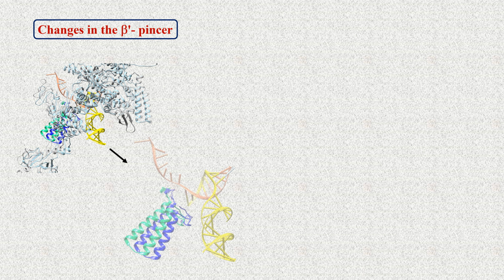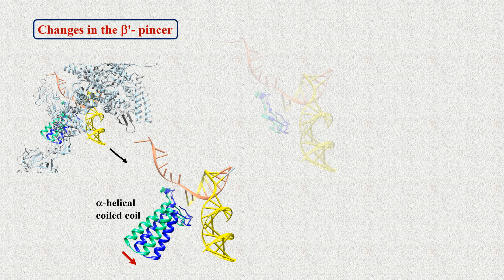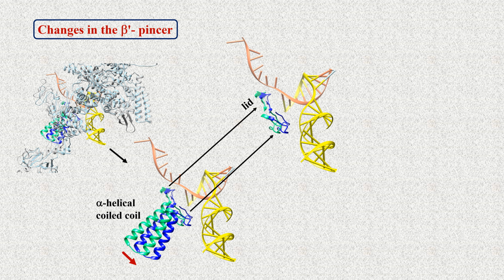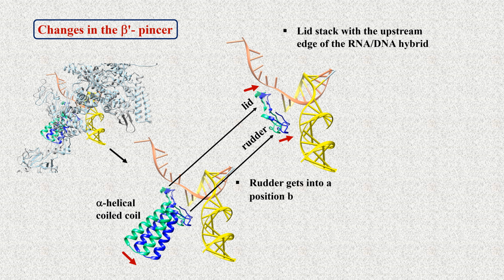Elements in this domain, such as an alpha helical coiled coil, a beta prime loop called the lid, and another loop called the rudder, all move closer to the DNA. The lid stacks with the upstream edge of the RNA-DNA hybrid, while the rudder gets into a position between the downstream DNA and the hybrid.